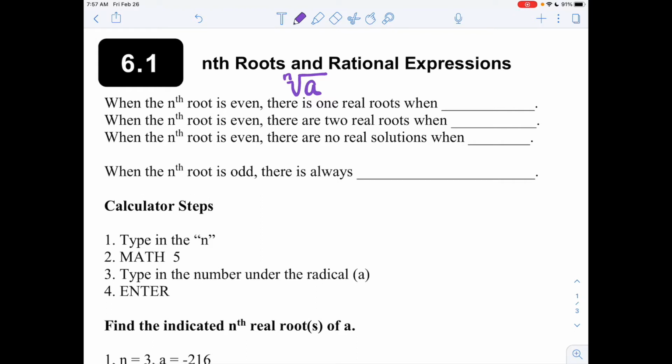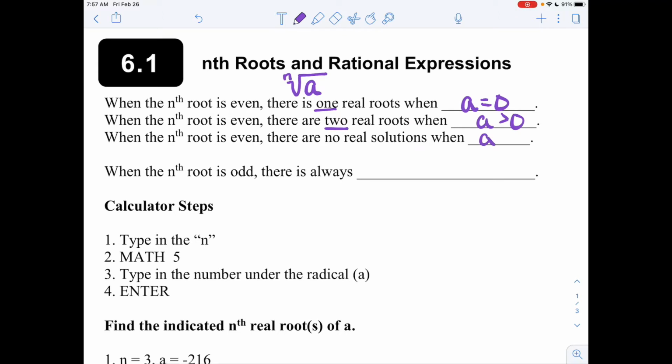So whenever we have an N value that is even, then there are three possibilities. If we have an A value, the value under the radical, equal to 0, then we're going to only have one real root. If we have even, but the A value is greater than 0, then we're going to have two real roots.